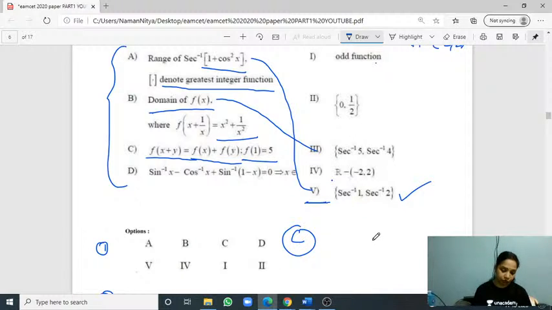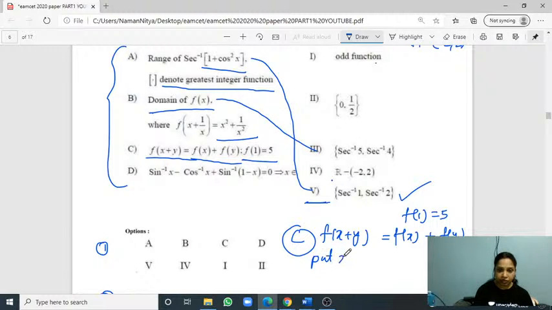So here what I will do? I will just take f of x plus y, which is equal to f of x plus f of y. And one more thing is given, f of 1 is 5. This is also given. And we are supposed to solve this. So if I put x equal to y equal to 0, what will I get from here? This implies I'll get f of 0 equal to f of 0 plus f of 0. So I can say f of 0 is 0.